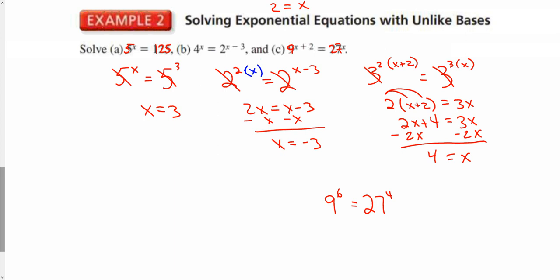So far, so good? So we're solving equations. The bases have to match. If they don't, you have to change them so they do. You can either change the big one into the small one, but if that doesn't work, you have to change both.